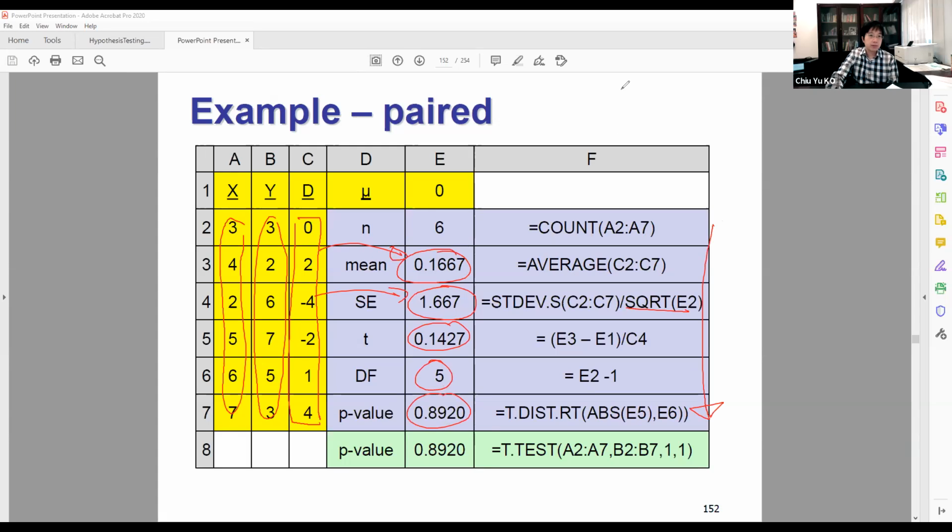but you can do it directly. You give it the data with t-test. I'm doing two data ranges, A2, B2, right? This is X and Y. And you give it the tail, whether right tail, or if you want two tail, you give two. And you also tell it what kind of test you're doing. This one is paired. Okay, so then you get the same answer.